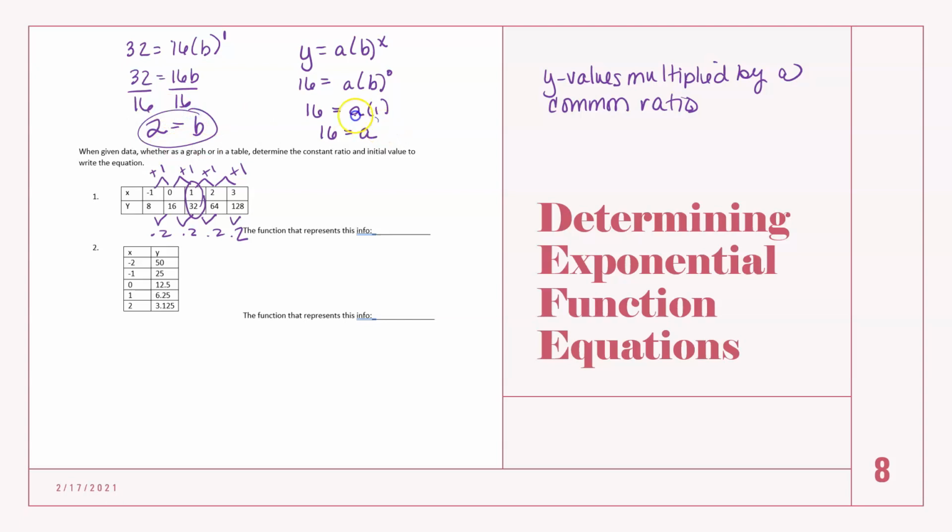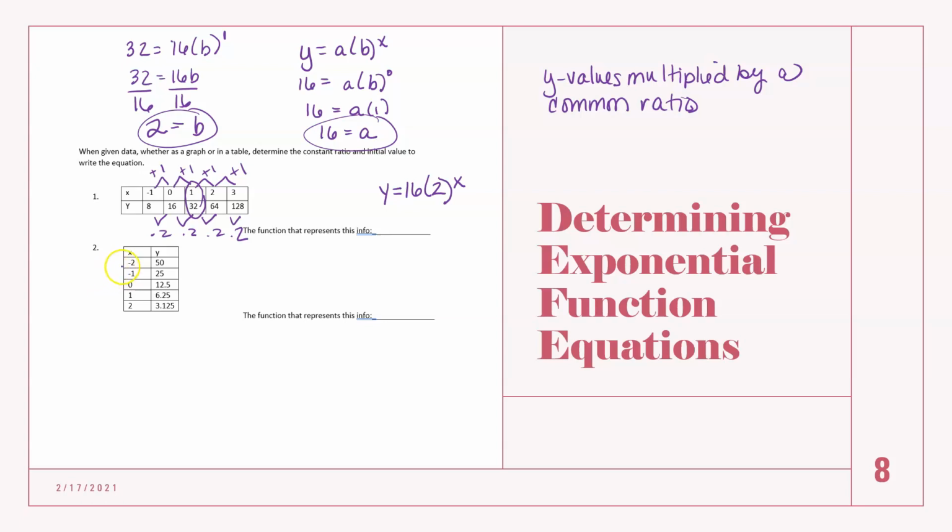So now I can plug that information in, and my equation is y equals 16 times 2 to the x power. So you solved once using one of the points to get a, then you solved again using another point to get the b, and we plugged our information in to get the equation.